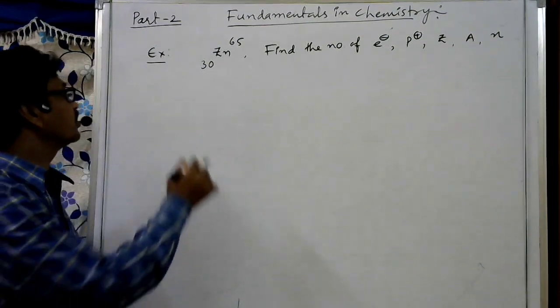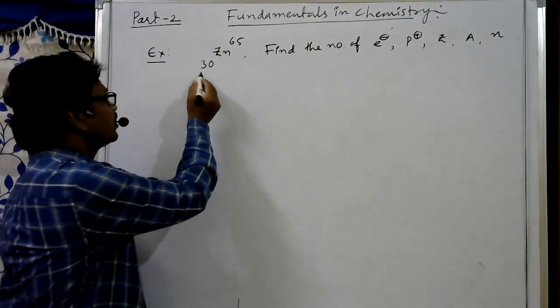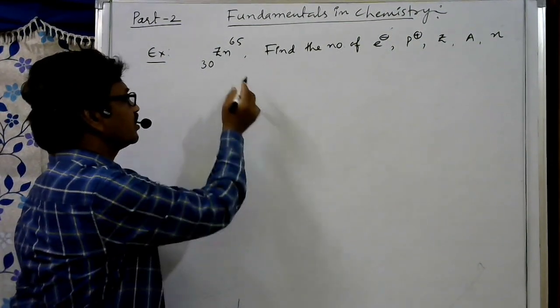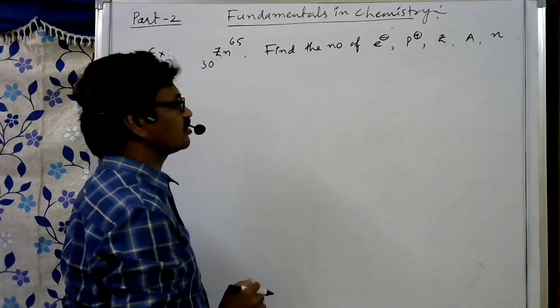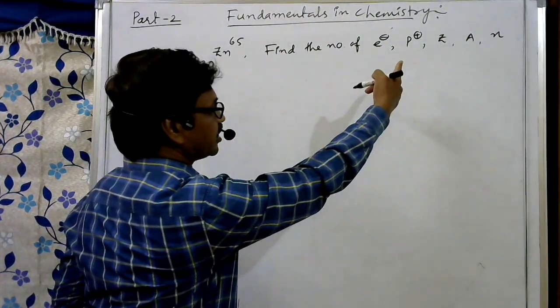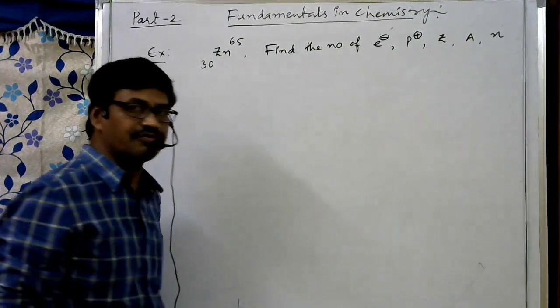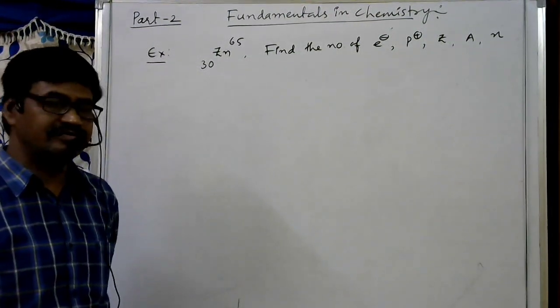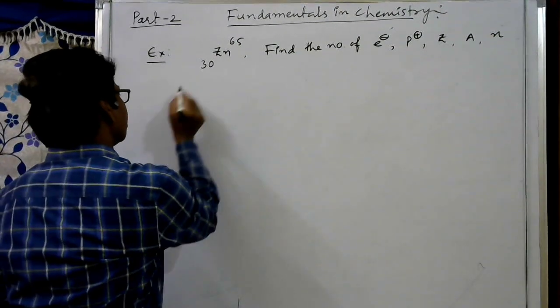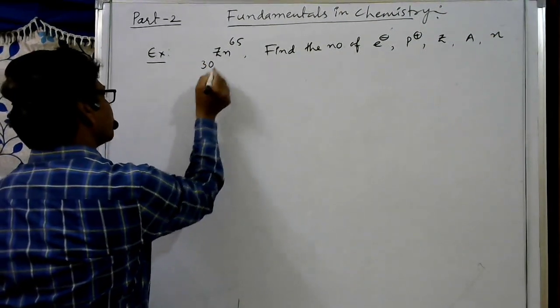Here I am giving one example: zinc, 30, 65. Here I have written a question: find the number of electrons, protons, where Z is the atomic number, A is the mass number, and N is the number of neutrons. All these we have to find. See here, this is Z, a subscript Z.